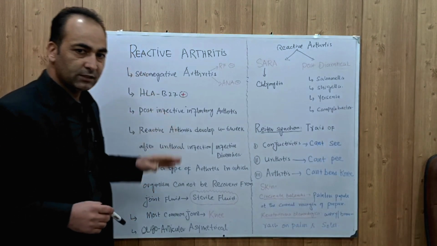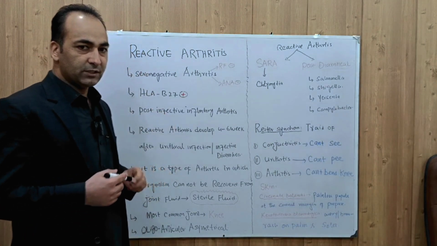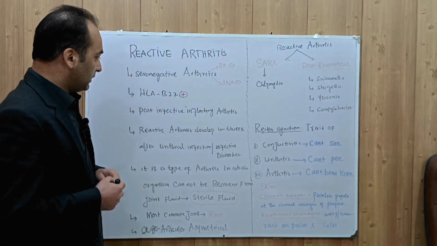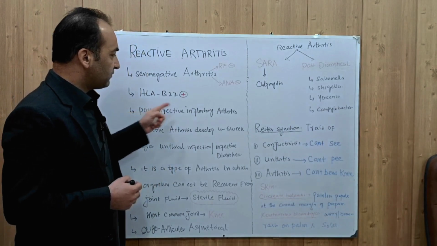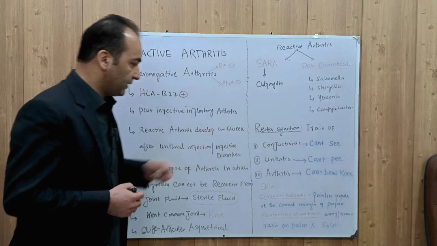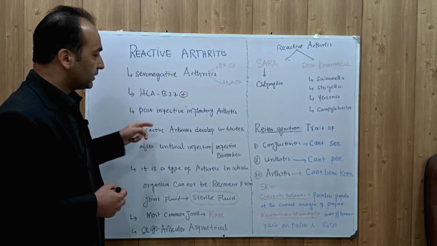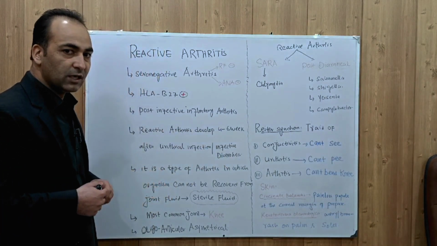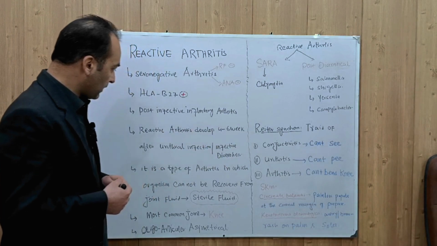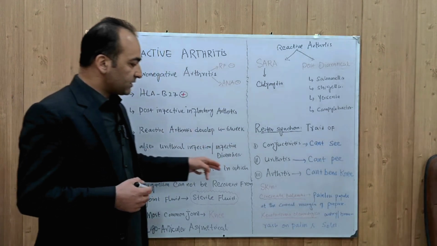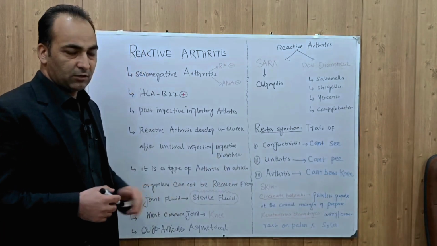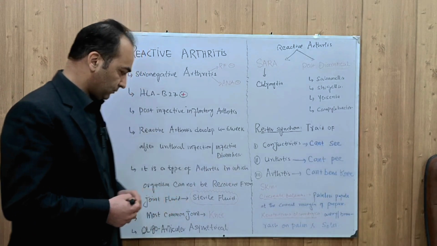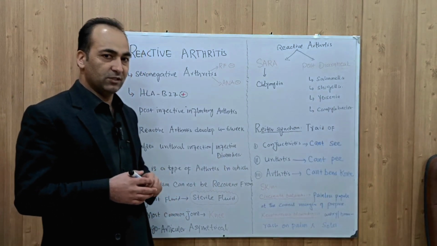Reactive arthritis is not an infective arthritis, but it is actually an inflammatory arthritis. So it is a post-infective inflammatory arthritis, not an infective arthritis. Reactive arthritis develops 4 to 6 weeks after some urethral infection or infective diarrhea. It is a type of arthritis in which the organism cannot be recovered from the joint fluid, meaning the joint fluid will be sterile. There will be no organism in the joint fluid.